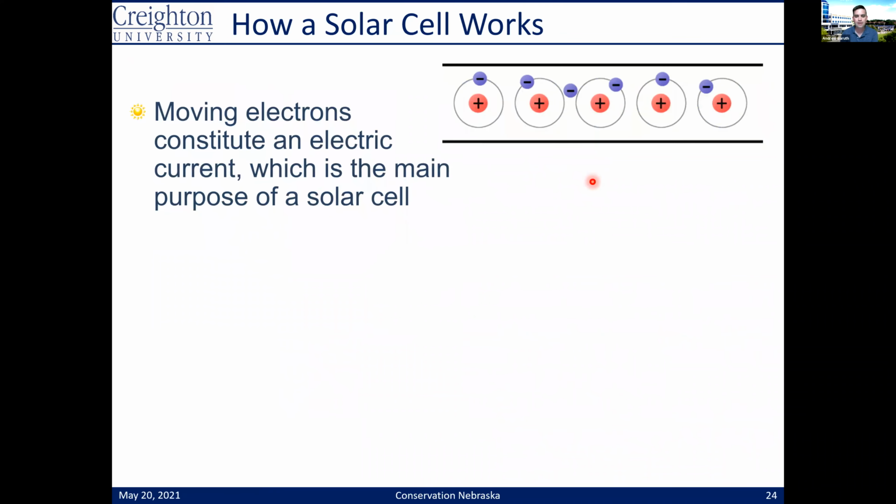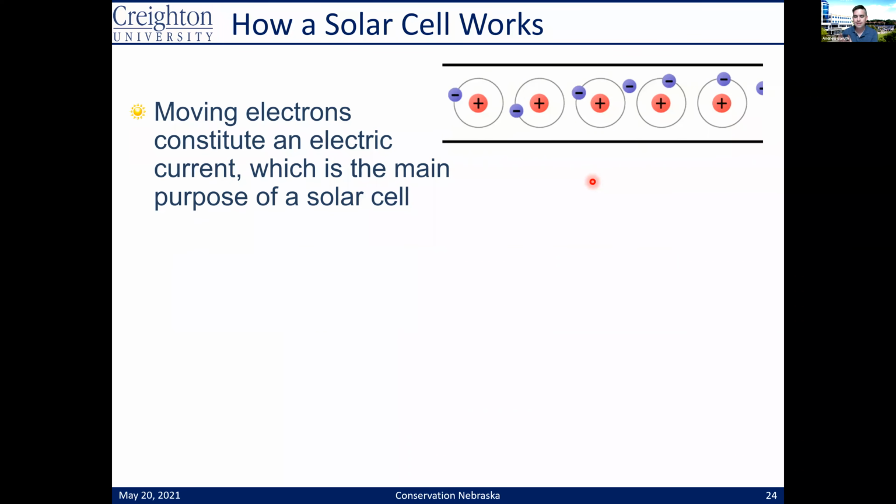So if we think about how electrons move, right? Moving electrons are really all we need to make an electrical current. And that, of course, is the main purpose of a solar cell, is to create an electrical current. Electrical current is what's going to do the work for us to light a light bulb, to run a car, whatever. We need that electrical current to make electricity. So we need to start thinking about how would we get electrons to move, right? That's what a solar cell's job is to do.